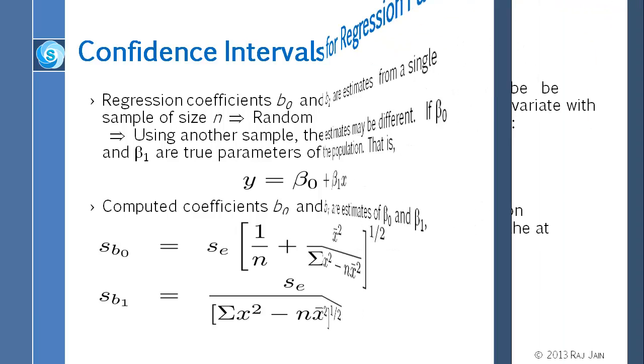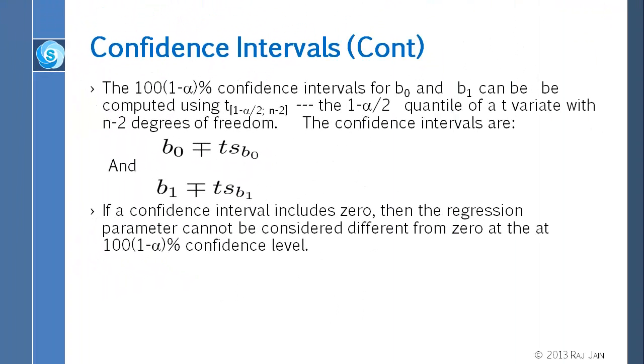Now we need to know the degrees of freedom. The degrees of freedom of both b0 and b1 are equal to those of the errors, so they have n minus 2 degrees of freedom. And now you can compute the confidence interval by doing b0 plus or minus t times sb0, and b1 plus or minus t times sb1. If the confidence interval includes 0, then that parameter cannot be considered different from 0.